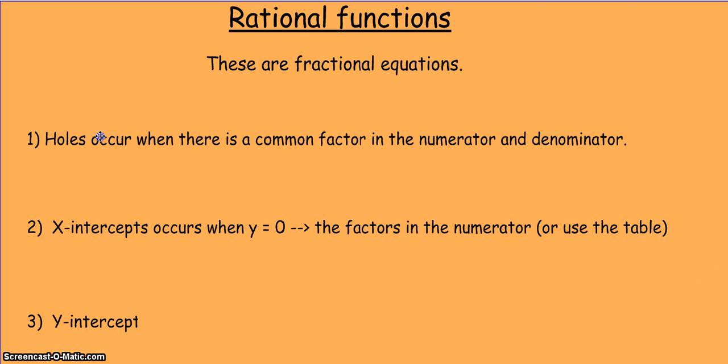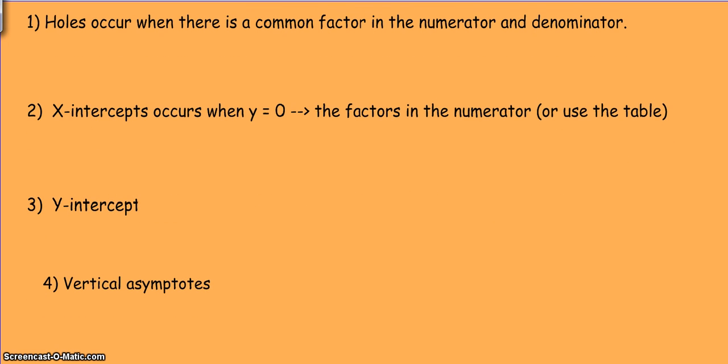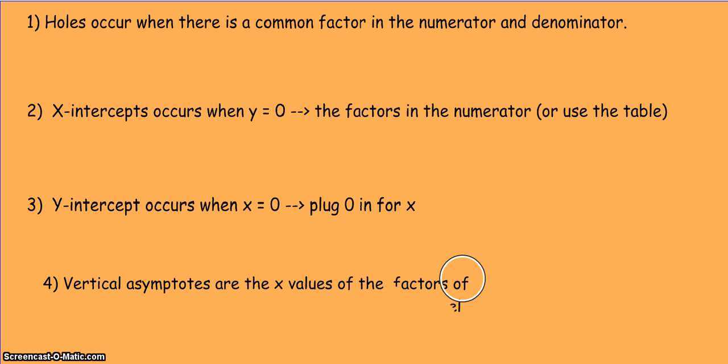So x-intercepts occur when y equals 0 and the factors in the numerator, or you can use a table for this. We also have y-intercepts. So y-intercepts occur when x equals 0, or just plug in 0 for x. And we have vertical asymptotes. So vertical asymptotes are the x values of the factors of the denominator that don't cancel out.